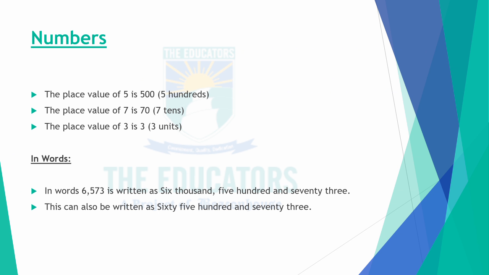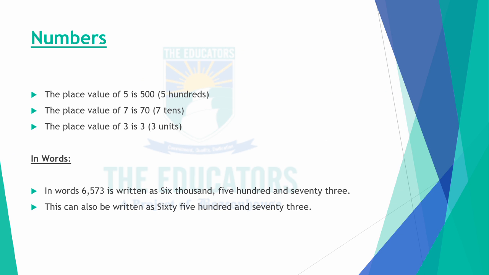Then 5 is coming at the 100 place, so we can say the value of 5 is 500. Then we have 7. 7 is at the tens place. We can say that the value of 7 is 70. Then we have 3, which is on the unit place. So we can say that the value of 3 is 3.